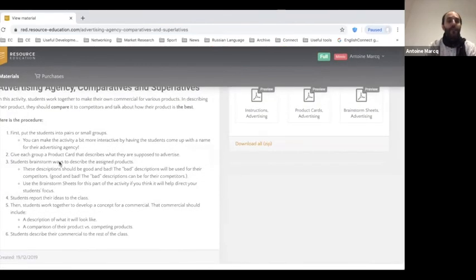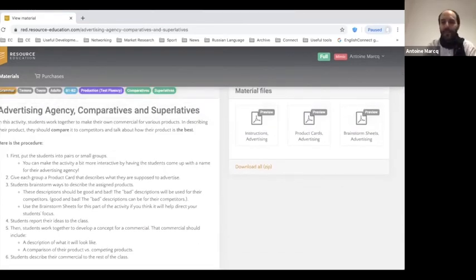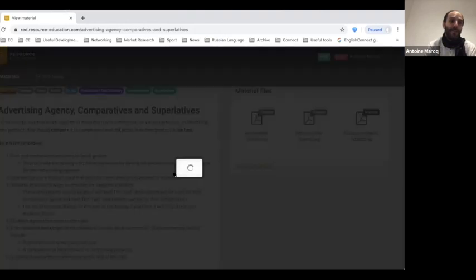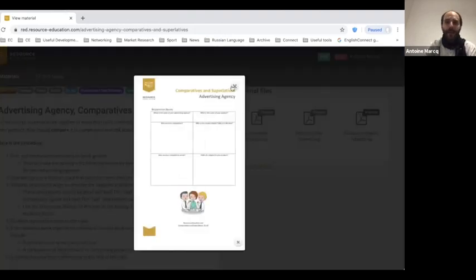Students then brainstorm ways to describe the assigned products. These descriptions should be good and bad. The bad descriptions will be used for their competitors, basically. And the bad descriptions can be bad. Basically, yes. They're going to first brainstorm good and bad things about their products, because the bad things can be used to undermine the competitors.